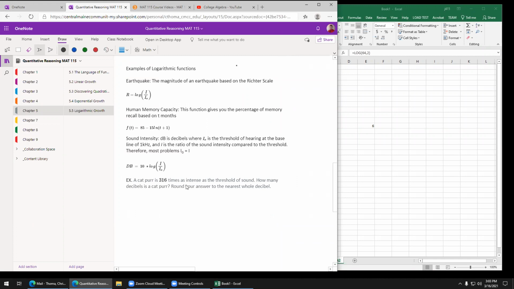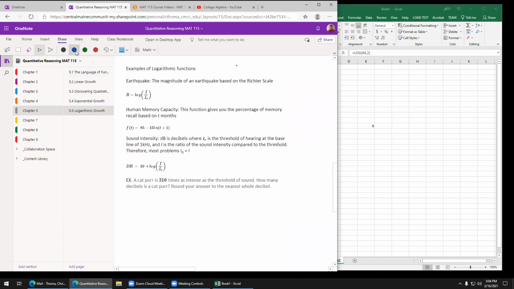So I'll show you some examples. A big one, I think this is one of the homework problems too. A cat purr is 316 times as intense as the threshold, right? How many decibels, so that is dB, is a cat purr? Round to the nearest whole decibel.